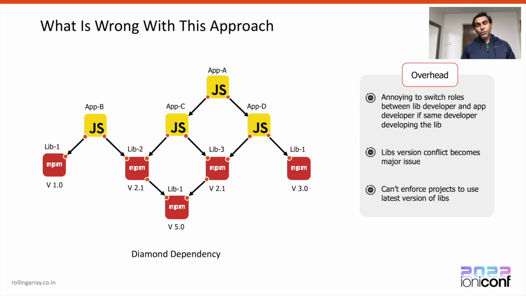In this particular approach, there is a problem called the diamond dependency problem. Let's see how that works. Let's say I have a couple of applications which are utilizing different versions of the same library. In this particular example, you can see that application B is pointing to the first version of the library, 1.